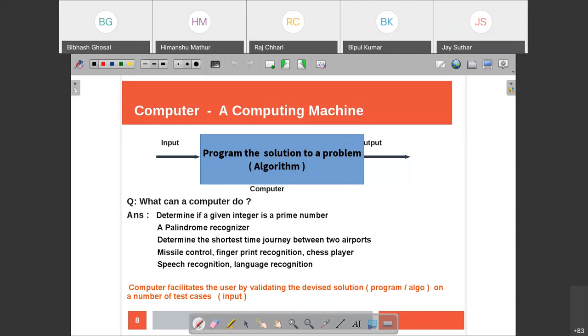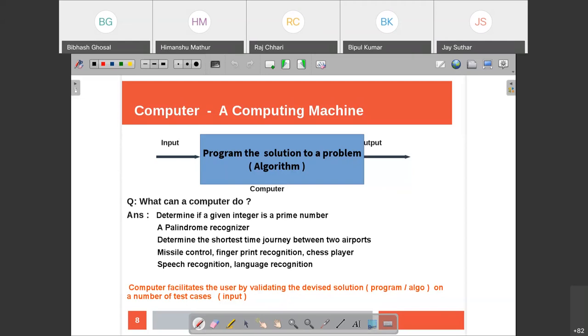Then I write it using some language and I call it a program, and I put the program into the computer and ask the computer to validate whether I have written the correct program. How? I give some inputs. They are called test cases. The computer runs the program taking one test case after another, and for every test case that I pass, an output is generated. I check whether the output is as expected. If it matches for all the test cases, I say that the algorithm is correct. This is what a computer is supposed to do.